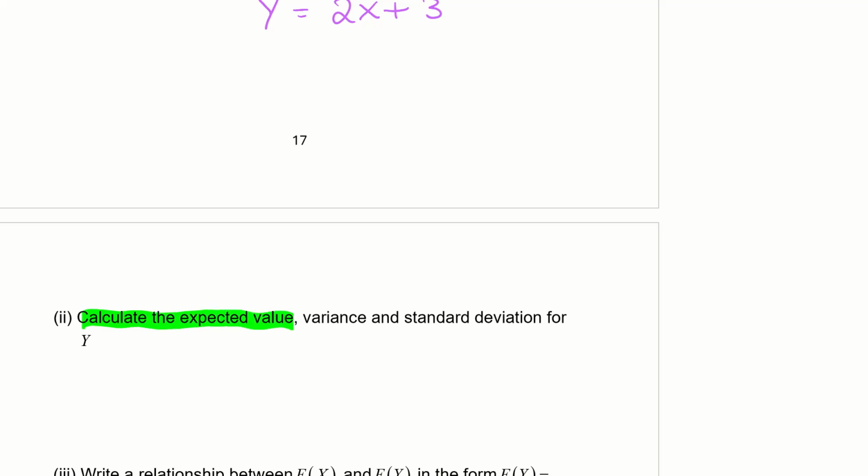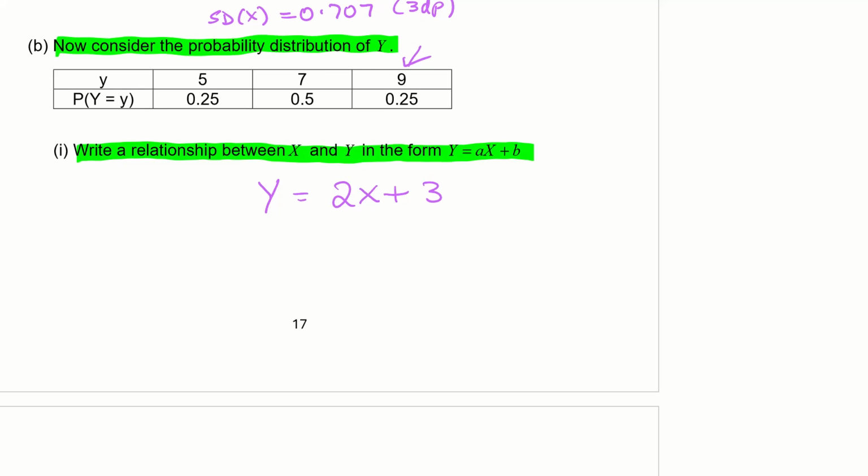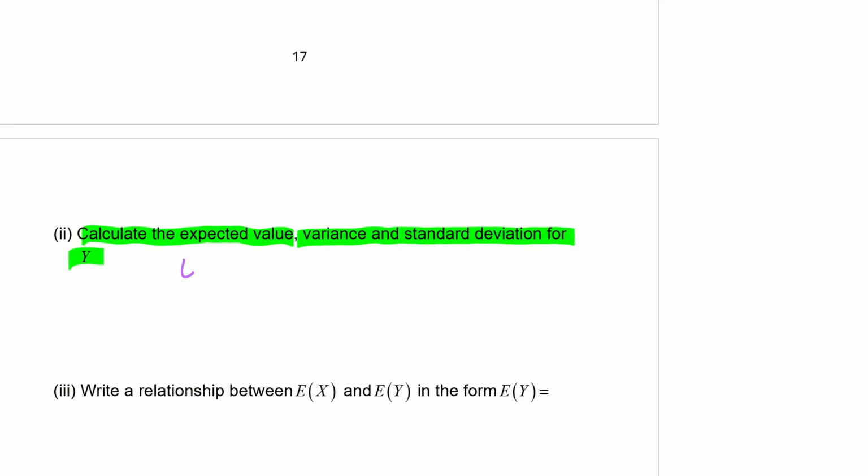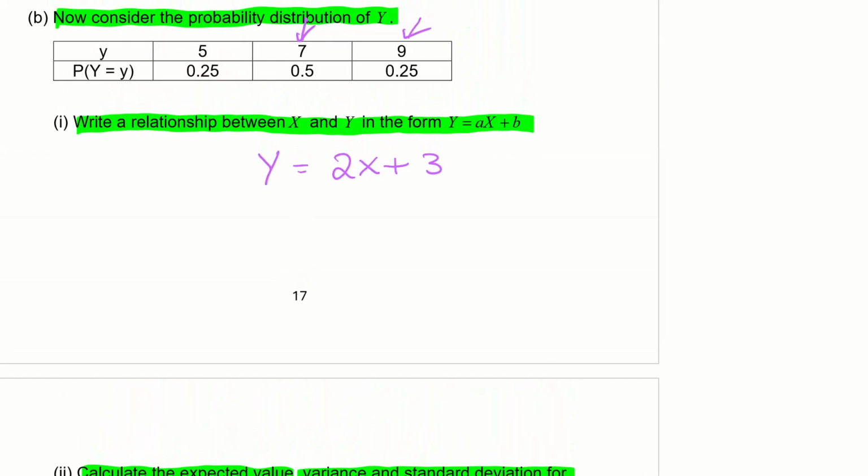Calculate the expected value, variance and standard deviation for y. Once again, because of the symmetry, we can see that the expectation is going to be 7. So expectation of y is equal to 7. And then we can do the necessary calculations for variance.